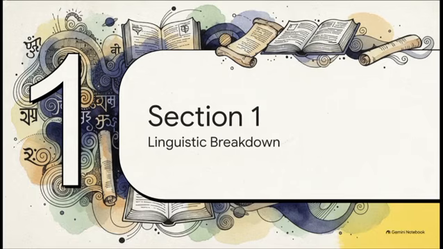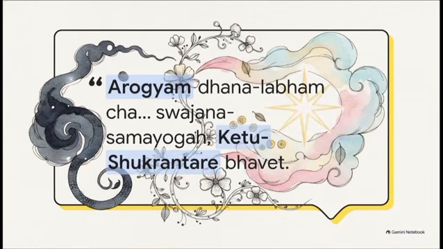Before we can even think about applying the complex math or the remedies, we absolutely have to establish the literal meaning of our foundational text. Let's listen to the original Sanskrit verse detailing the specific Venus Sukshmantardasha within the Ketu period. Pay attention to the phonetics here. Arogyam dana labham cha vipra guru jana bhakti swajana samayoga ketu shukrantare bhavet.